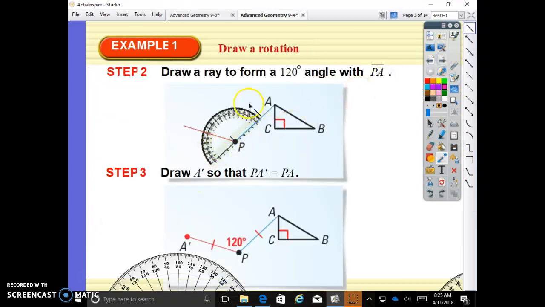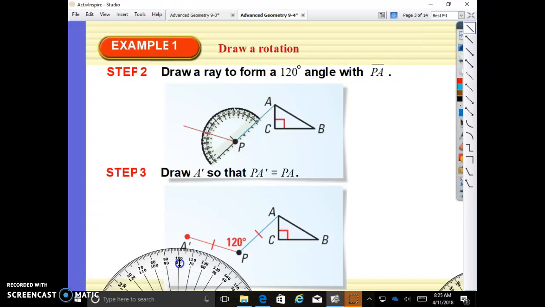So looking at the next page, we see step by step exactly what they're doing, which is the same thing that we just did.